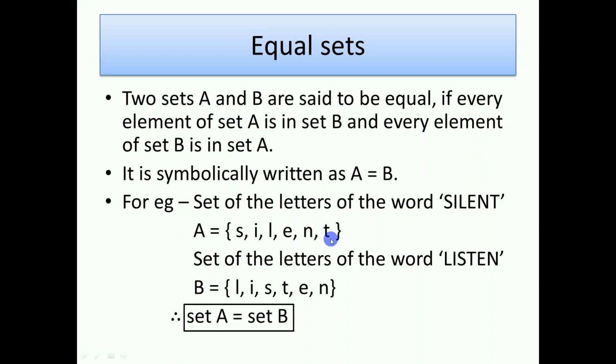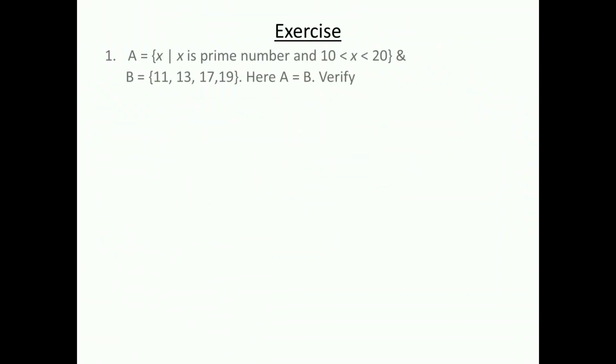So the first question here says that A is equal to the set having a variable x, such that x is a prime number and x is greater than 10 and less than 20. Another set which is given here is B is equal to 11, 13, 17 and 19. But here it is given that A is equal to B. Now A equals B means set A is equal to set B. Further it is written that we have to verify it. Verify means we have to give the proof for this set A and set B.